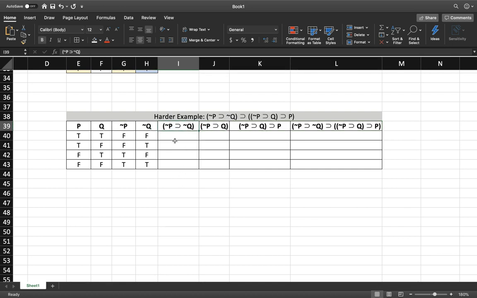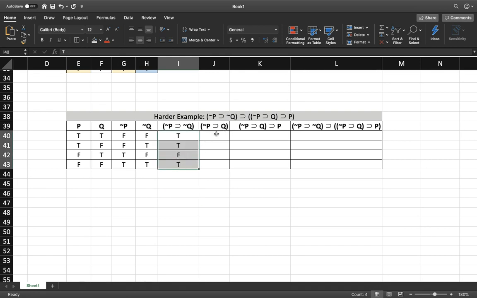So the next column here is if not P, then not Q. Okay, so this is a conditional. Remember, a conditional is only false when the antecedent is true and the consequent is false. So the antecedent is true here and the consequent is false there. So that means that this is false. Every other situation, it is true. That's just basic conditional reasoning.